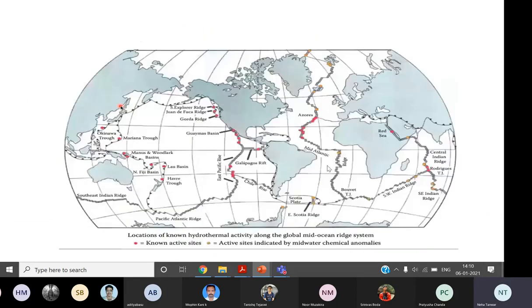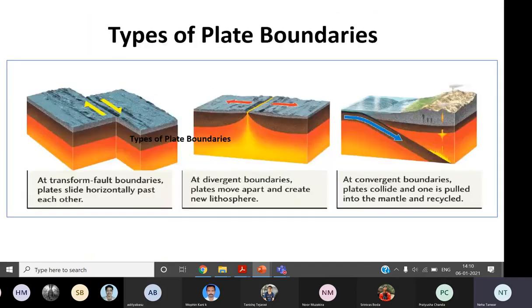So these plates are moving. They can move either away from each other, or towards each other, or they can just slide by each other. So there are three types of motions, and technically speaking, three types of plate boundaries. The first one is the transform fault boundaries. These two are different plates, but they're just sliding past each other. The other one is when the plates are moving away from each other. And the third one is the convergent boundaries, where two plates are colliding. One of them is going beneath the other one. This is known as a subduction zone.